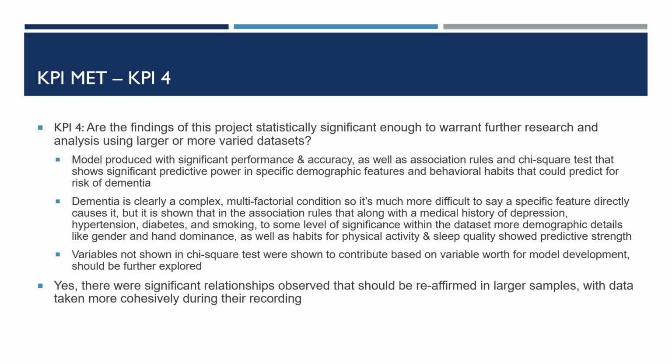The models produced by this project displayed good accuracy and performance in classification, and the association rules and chi-square test were able to show specific demographic features and behavioral habits show significant predictive power in determining a patient's diagnosis for dementia. However, the findings in terms of the association rules mining was somewhat inconclusive due to the lack of rules associated with a positive dementia diagnosis.